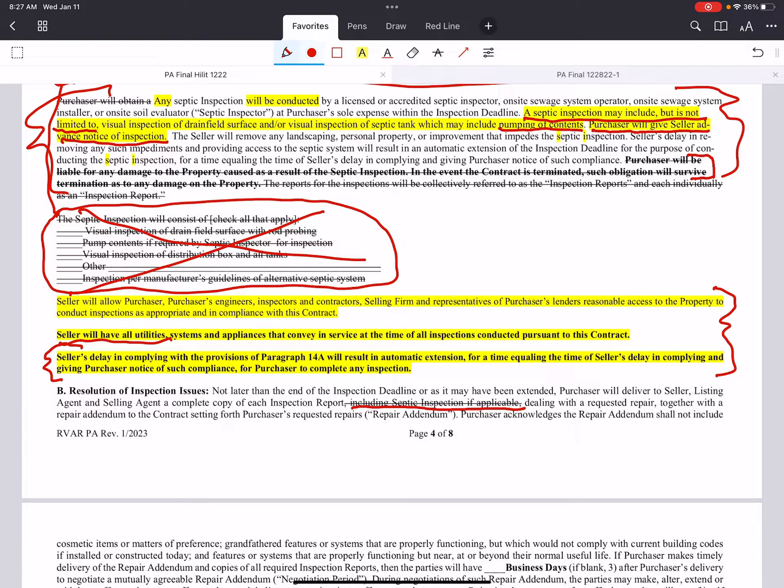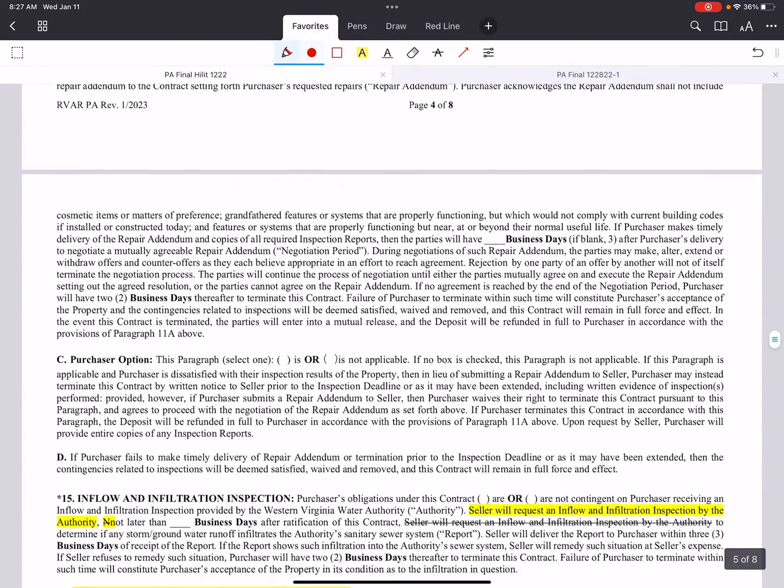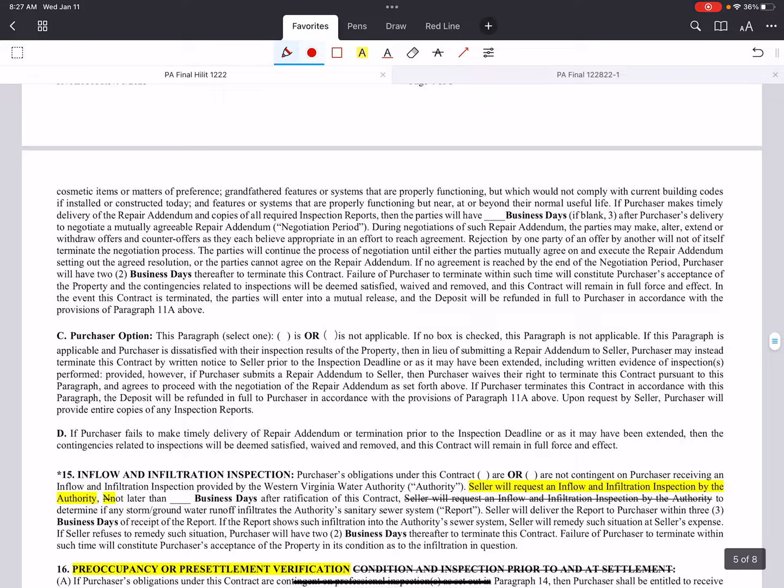The only other change to paragraph 14 was just striking this provision right here, including septic inspection if applicable, because, as we've discussed, the septic may or may not be inspected, and the results will include, if the purchaser desires, any issues that they found regarding the septic. So the rest of paragraph 14B did not change, and you'll see that in 14C, nothing else changed in paragraph 14.